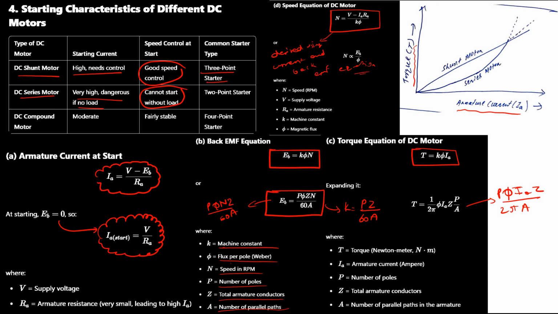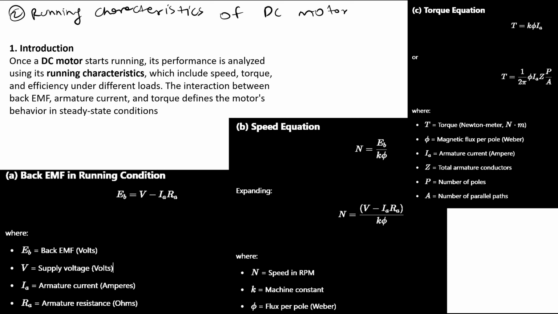Now this was the starting characteristic of the DC motor. Next we have the running characteristics of the DC motor. What does running characteristic mean? Once the DC motor starts running, its performance is analyzed using its running characteristics, which include speed.